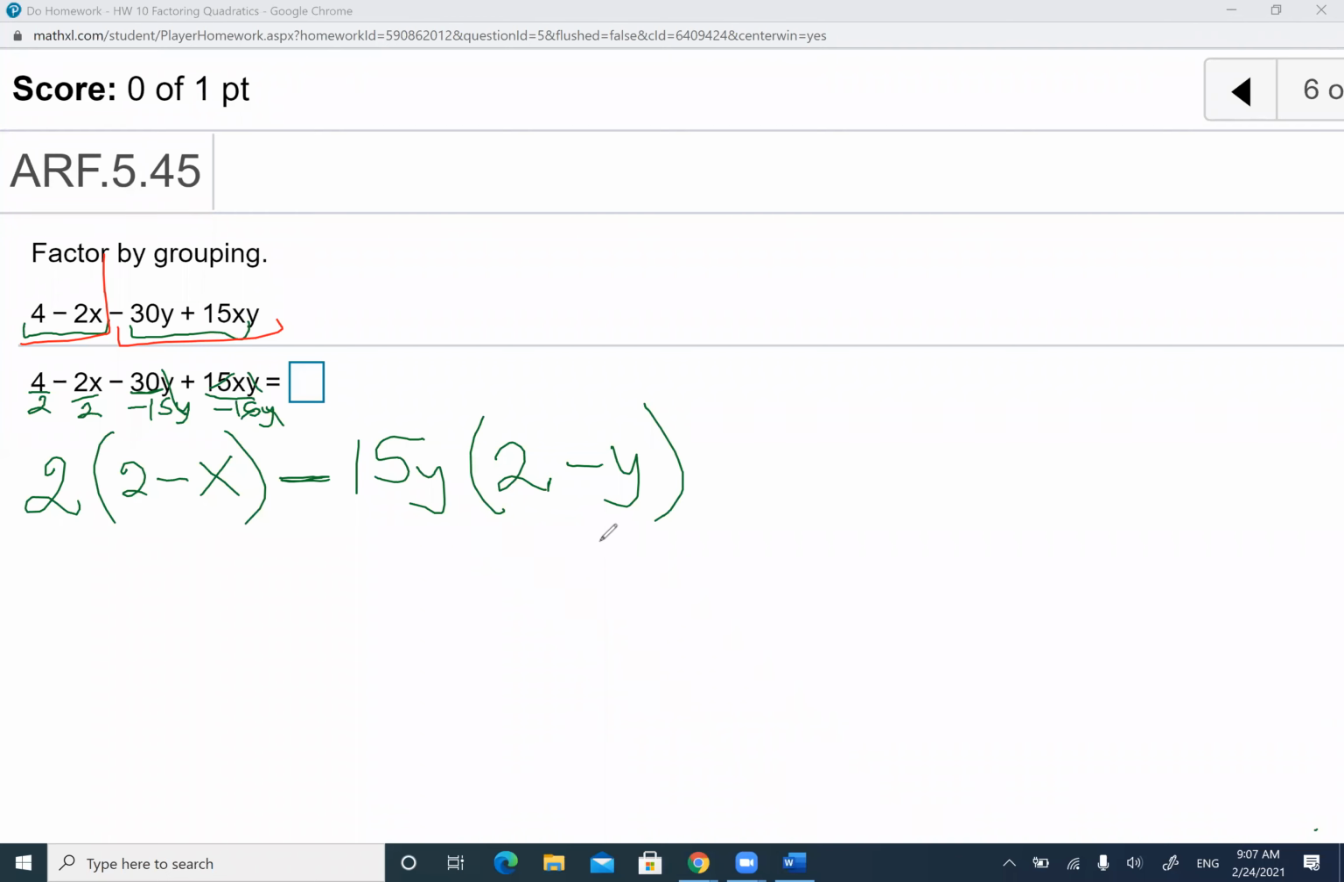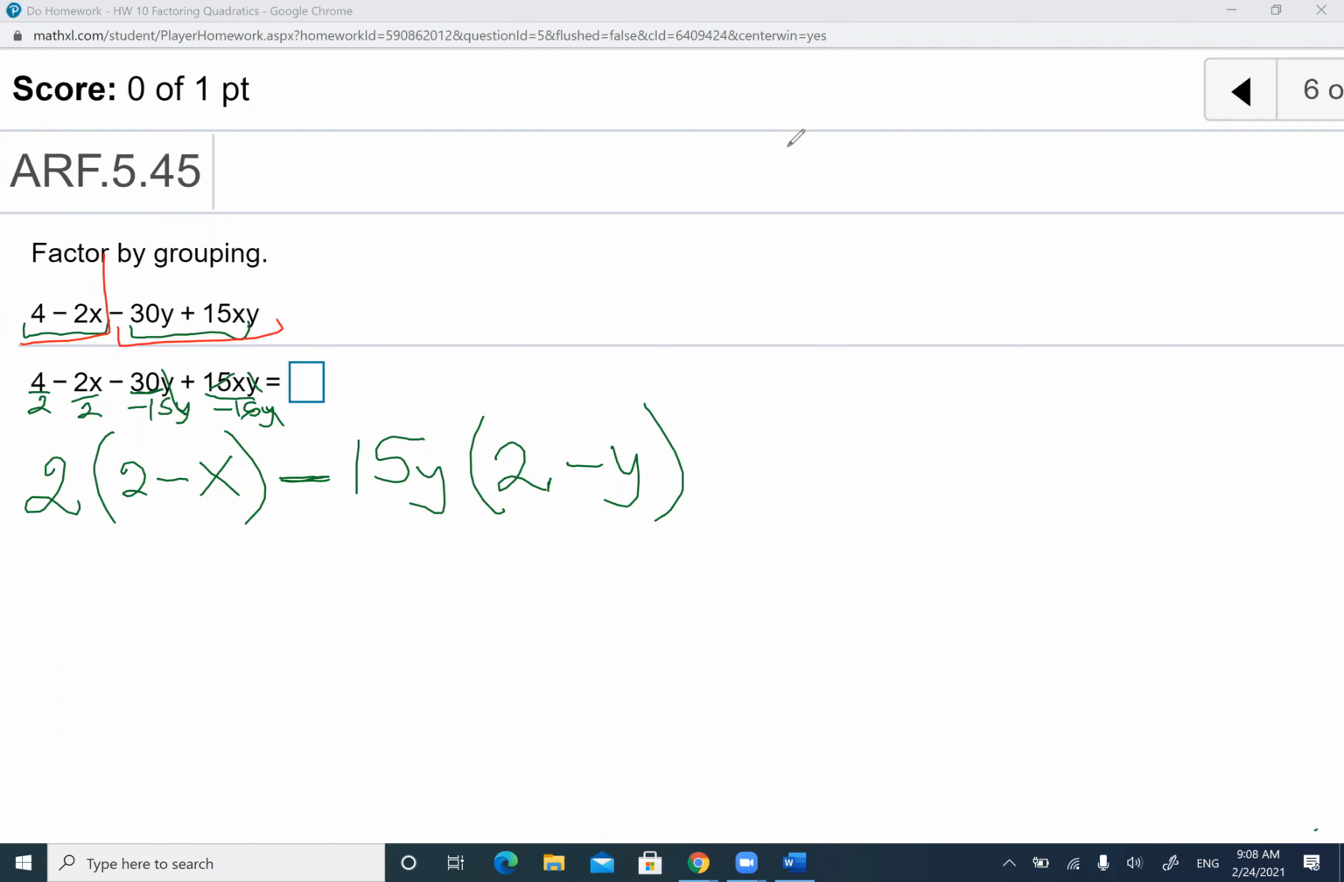Okay? Everybody so far so good? So you factor the common factor in each of the groups. Sorry, I misspoke, the last one is x, yes. This is x, yes, thank you.